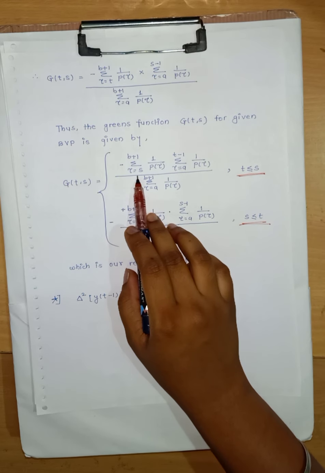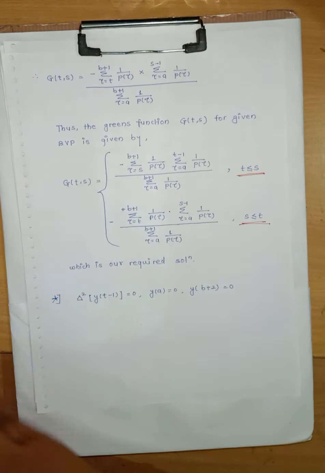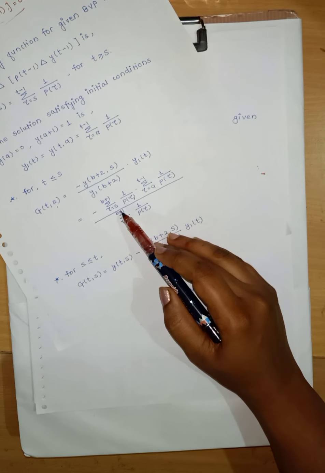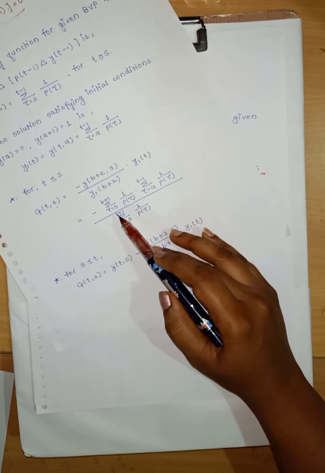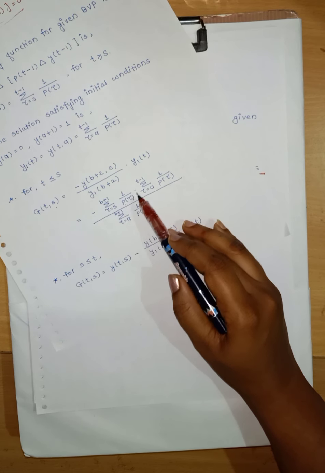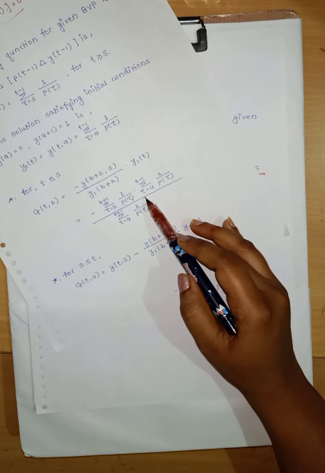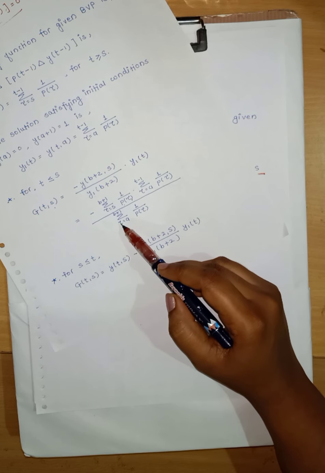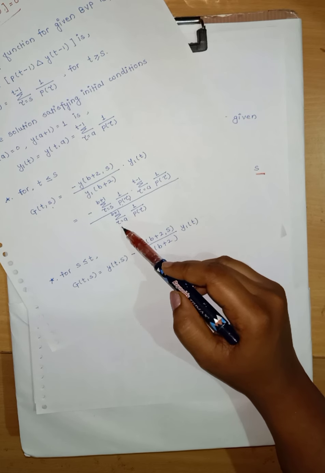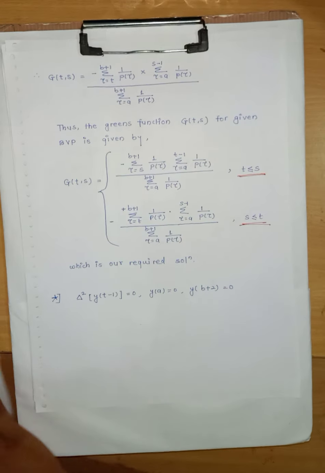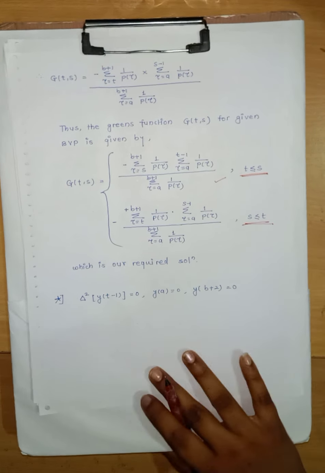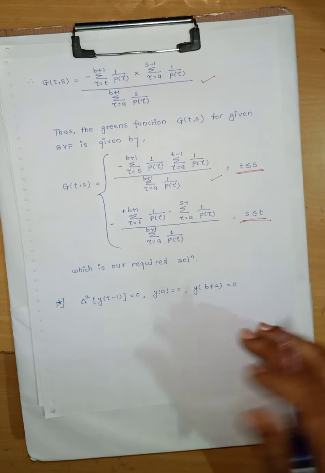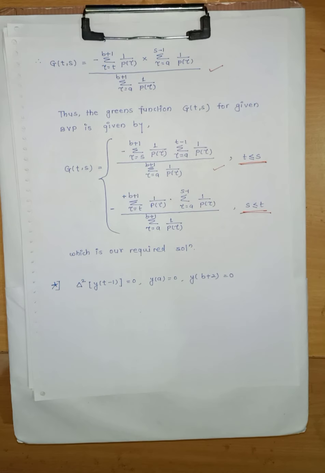So, the first value will be g of ts equals to minus of summation over tau from s to b plus 1 of 1 by p of tau, into summation over tau equals to a to t minus 1 of 1 by p of tau, upon summation from a to b plus 1 over tau of 1 by p of tau, and this is it. And the next g of ts value will be this, which is our required solution.